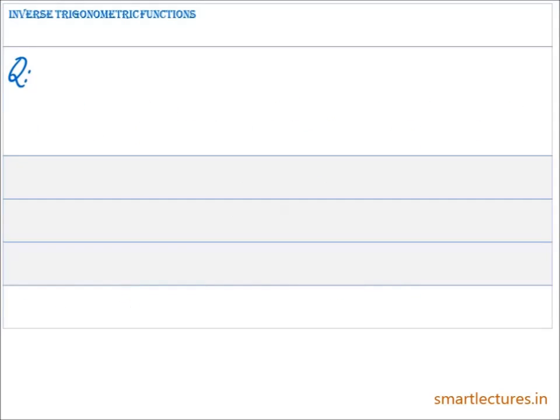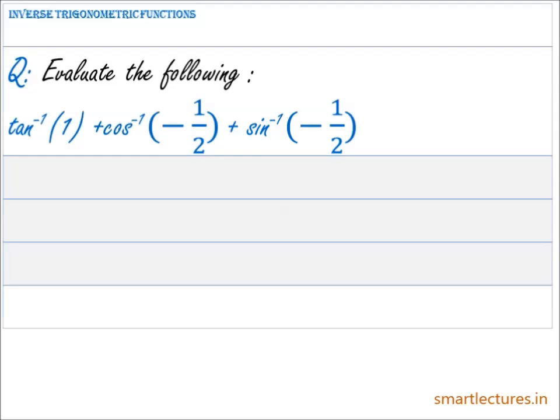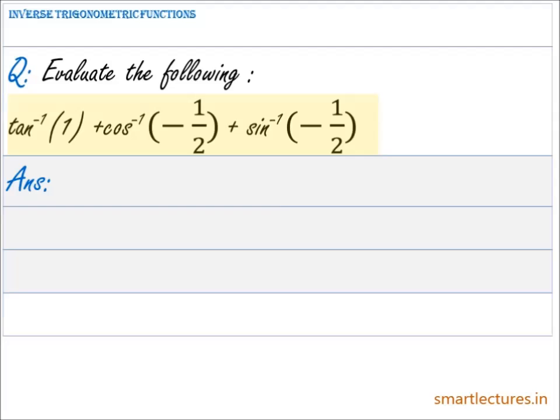So let's solve one more question. Evaluate the following. And the expression is tan inverse 1 plus cos inverse minus half plus sine inverse minus half. Now this expression has got three terms, so we shall find out the value of each one by one. And our first term is tan inverse 1. Now let tan inverse 1 be equal to theta, where theta is the angle between minus half pi and half pi.